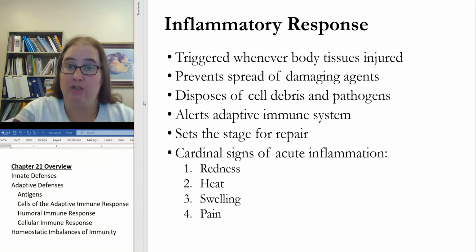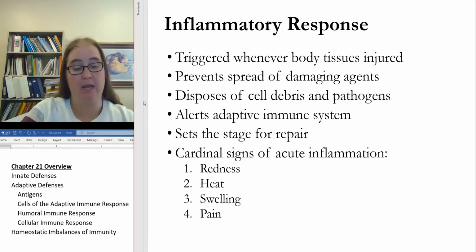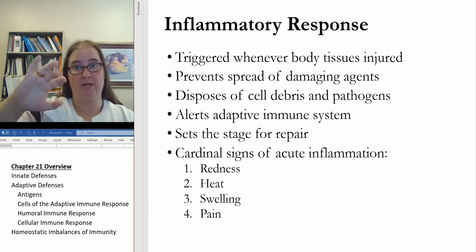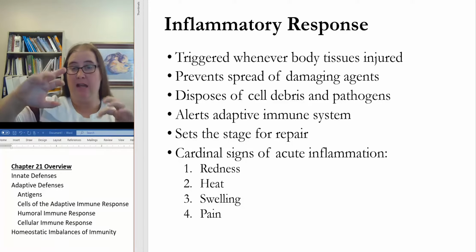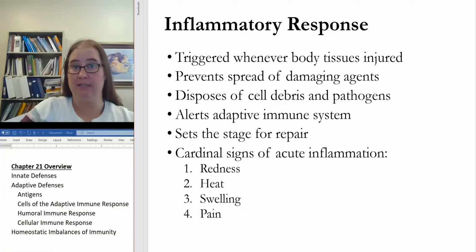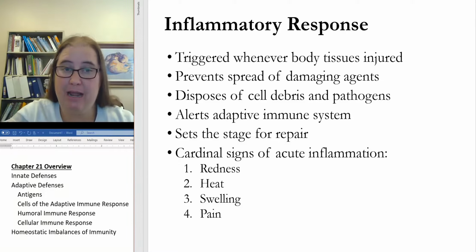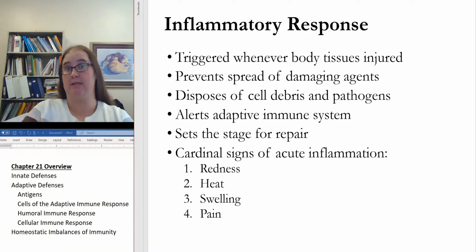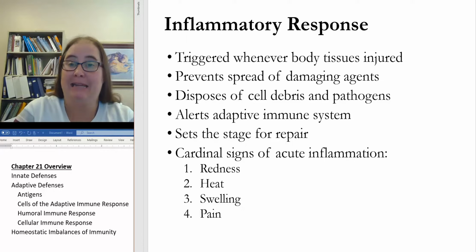The third way which internal defenses activate, okay, is through our inflammatory response. So now again, we breach the first line, okay? The phagocytic cells are going to start fighting unless we're a virus, and that virus gets into a cell, and then our natural killer cells will start fighting. At the same time, we're going to elicit this inflammatory response. Okay? So again, it's triggered anytime the body's tissues are injured. And what this really does is prevent the spread. It attempts to prevent the spread of any damaging agents that have just breached that first line of defense.